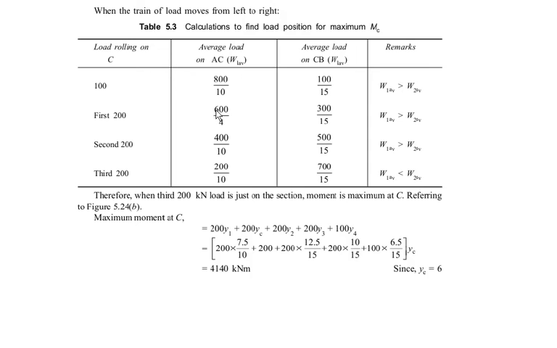So 200 plus 200 plus 200 divided by, not 4, it's actually 10. There are so many mistakes in the textbook.